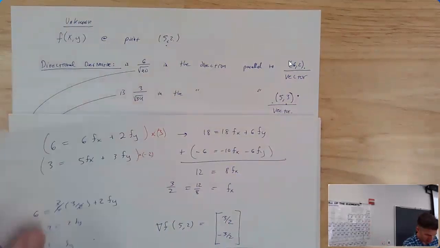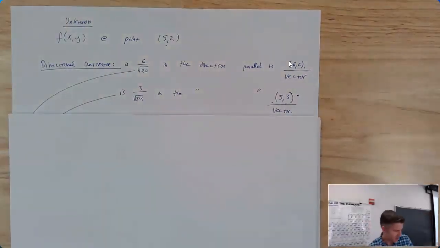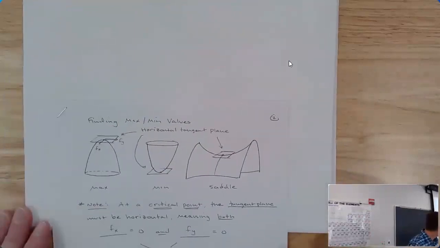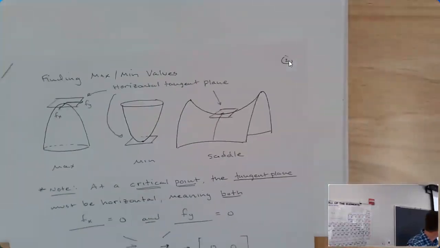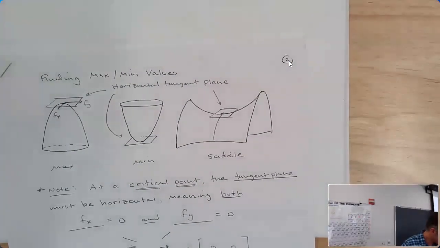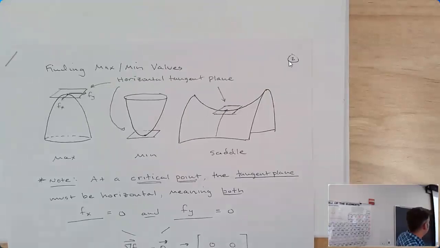Okay. Let's talk about finding maximum and minimum values of functions of multiple variables. Before we do that, I want to show you a picture that I'm trying to draw for you. Let's zoom in a bit and brighten that up. Basically the idea is that if you have a surface, you're trying to find whether there's a maximum, a minimum, or a saddle point.